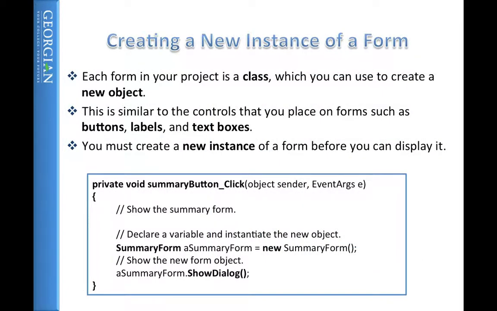So how do we create this new instance of a form? I want to show a form. I've got form A, and I want to show them form B. I talked about this, creating this new instance. And again, in C#, this is what we do. So how do we do it?